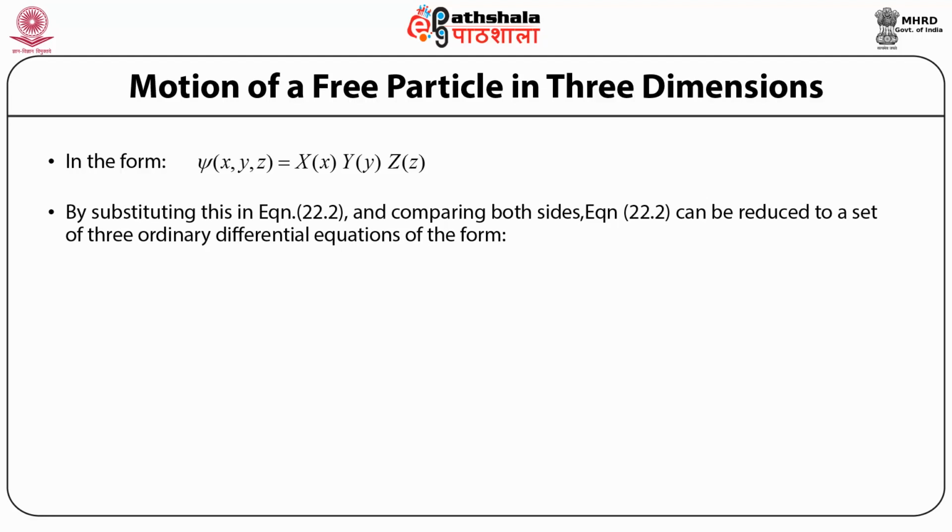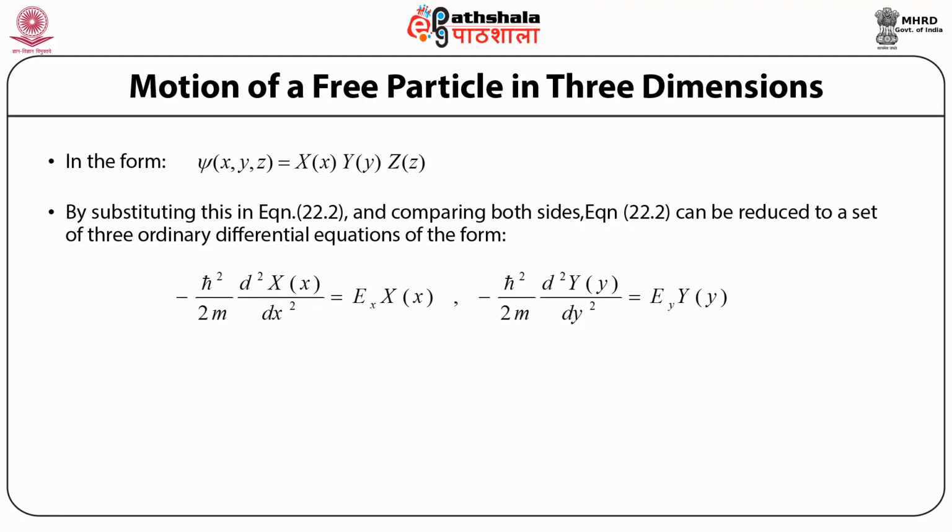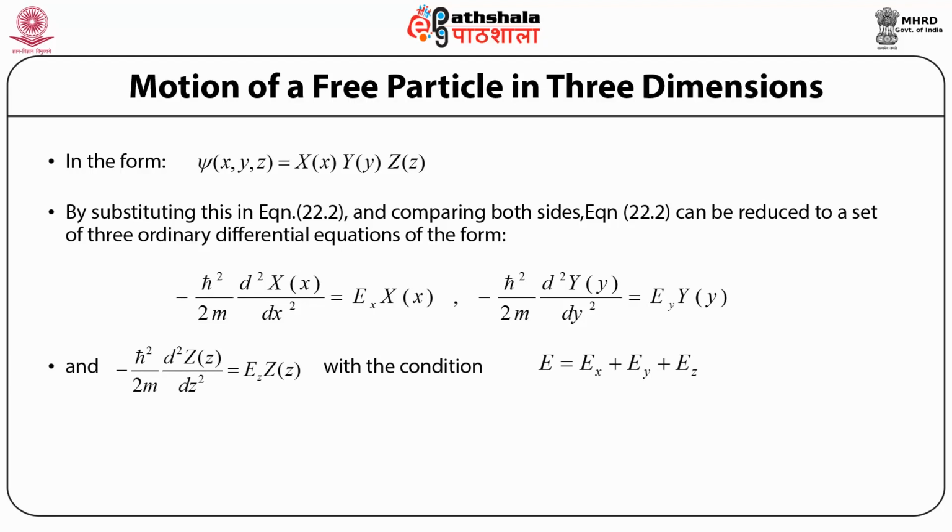By substituting into this equation 22.2 and comparing both sides, equation 22.2 can be reduced to a set of 3 ordinary differential equations of the form minus h bar squared by 2m d2X by dx square equals Ex X, and minus h bar square by 2m d2Y by dy square equals Ey Y, and minus h bar square by 2m d2Z by dz square equals Ez Z, with the condition E equals Ex plus Ey plus Ez.